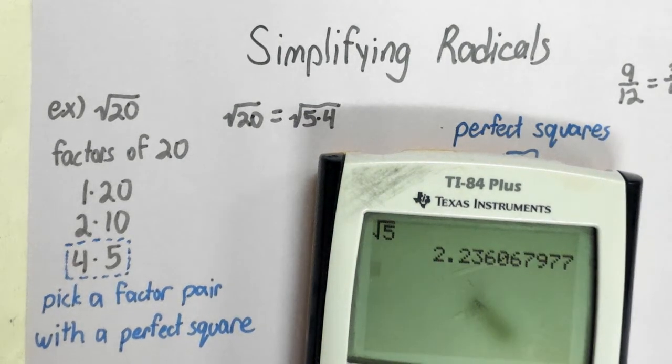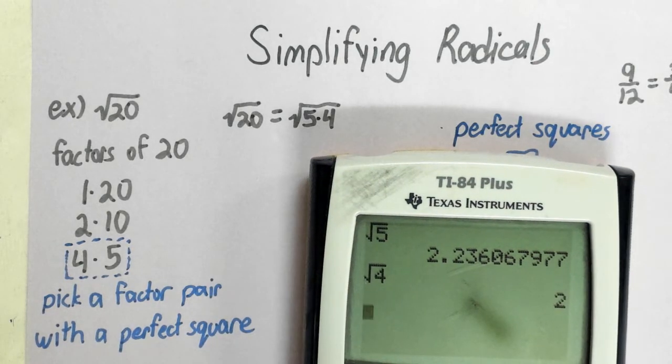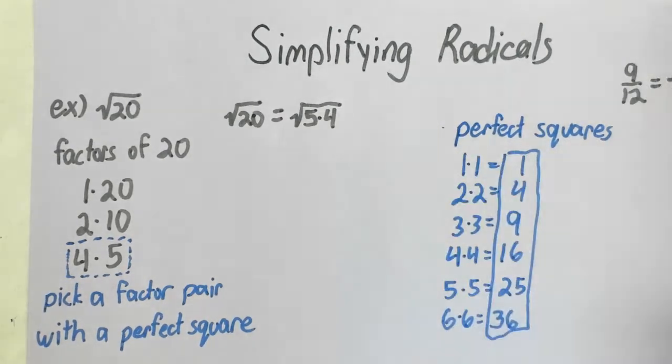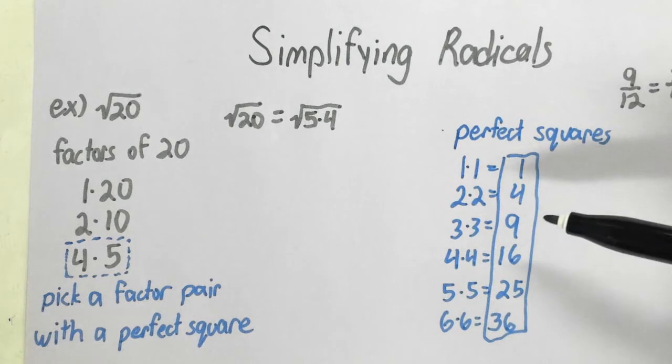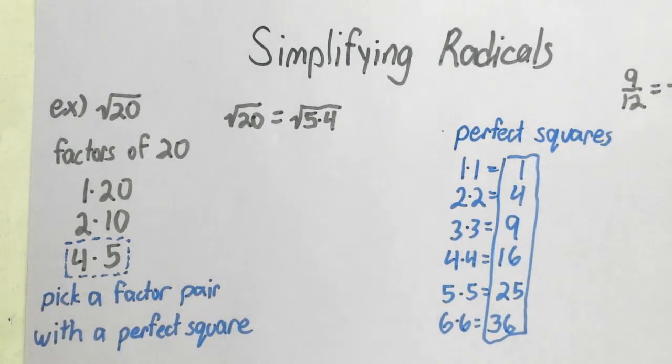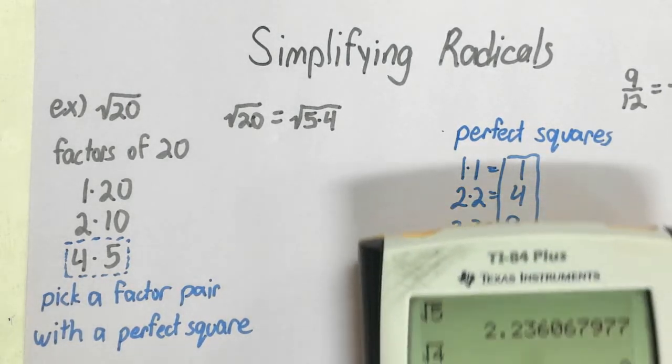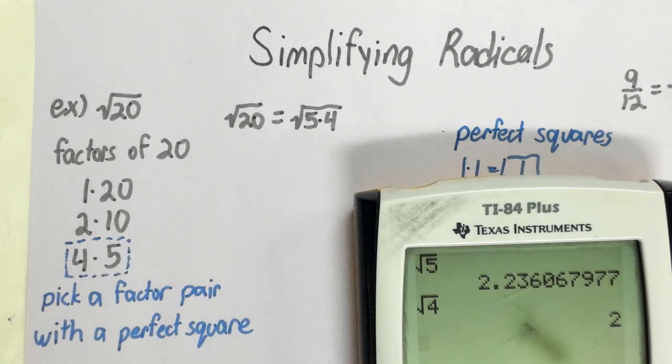Square root of 5 gives me a decimal. We cannot do that. Can we take the square root of 4? And will that give me a whole number? Oh look, it does. The reason it gives you a whole number is because 4 is a perfect square. That's why we pick perfect squares. So square root of 4 is 2.